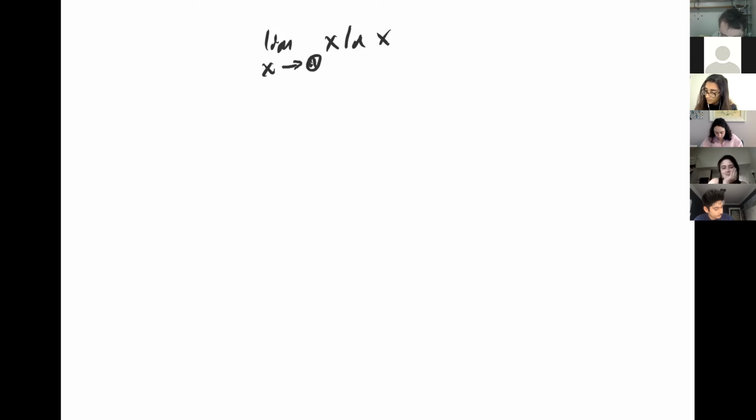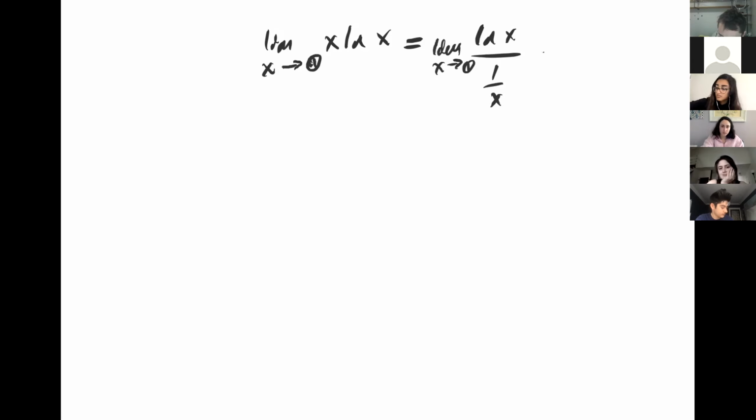That's a shame. I really like this problem. So the way that you do this is you rewrite it as ln x over 1 over x, limit as x goes to 0. And so then, does the top go to infinity? Yep. Does the bottom go to infinity? Yep. So then take the derivative, you get 1 over x over minus 1 over x squared.